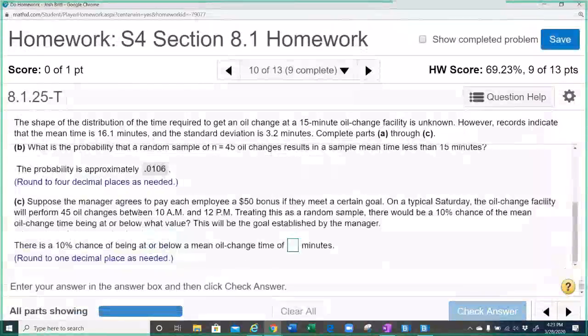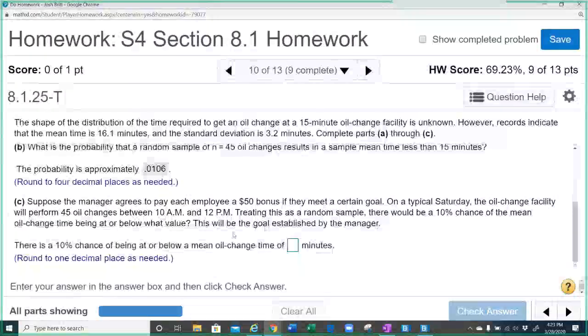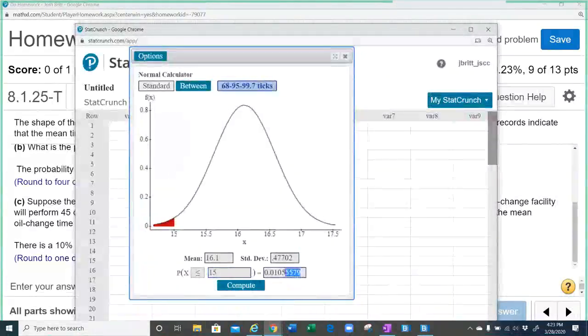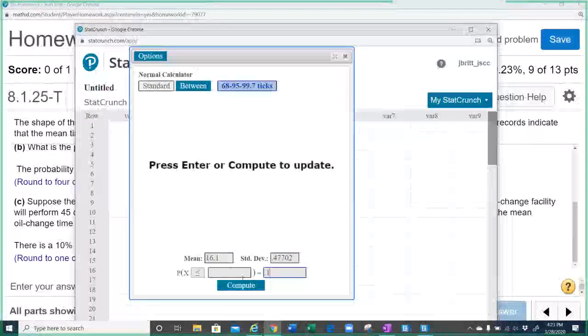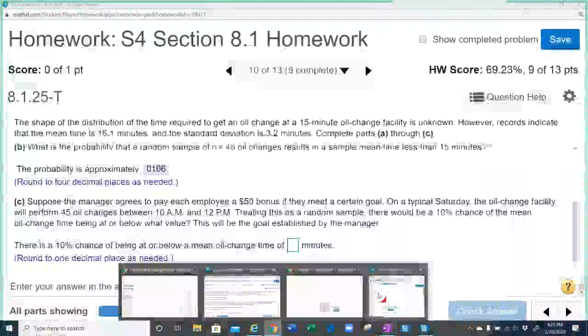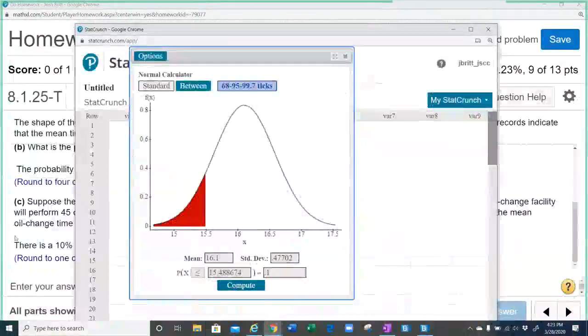All right, and so here there's a 10% chance of being at or below. And so let's make sure our sample size is still 45, okay, so we're still dealing with a sample size of 45 oil changes. And so a 10% chance of being at or below, they get a bonus. So that means 10% is going to go over here. And that time is 15.49. To 1 decimal place, 15.5.